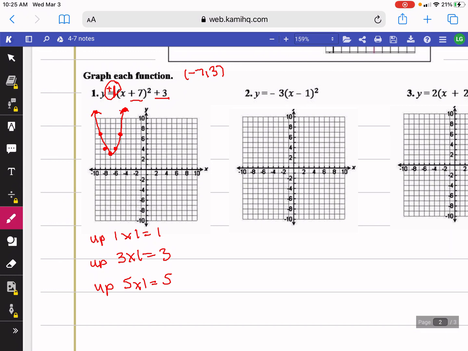In this next problem, I don't have a k, so I'm going to write an imaginary plus 0 at the end. So now I know my h, k. Remember, change it, keep it. So my vertex is going to be at 1, 0. And here my a is negative 3, which means we're going to start by going down 1 times 3 or 3 units.